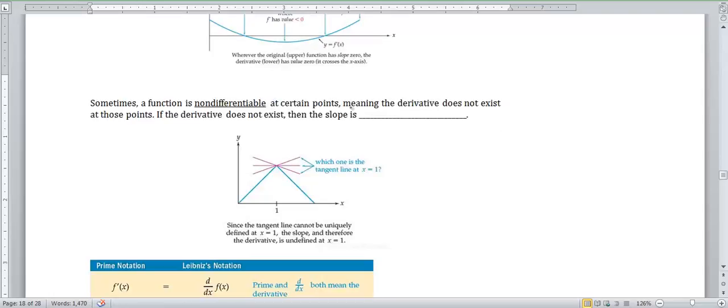Suppose a function is non-differentiable at certain points, meaning the derivative does not exist at those points. If the derivative does not exist, then we say the slope is undefined. Okay.